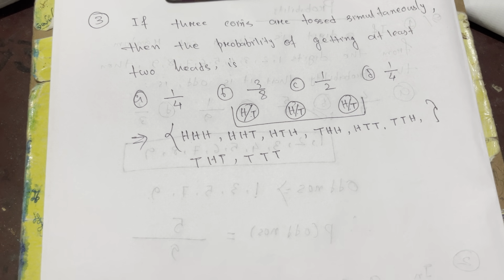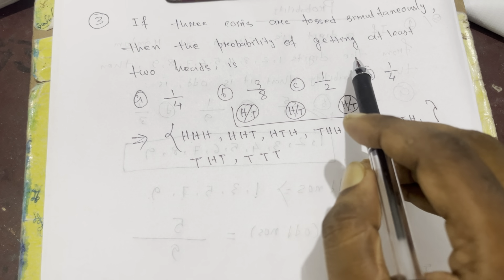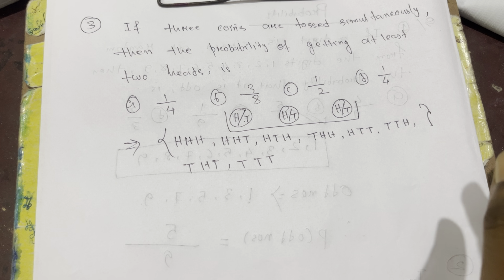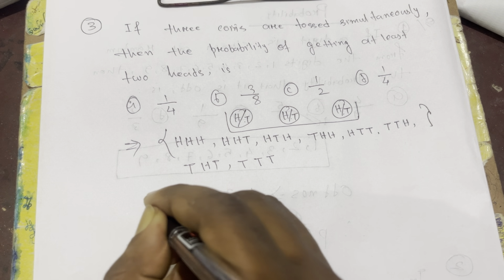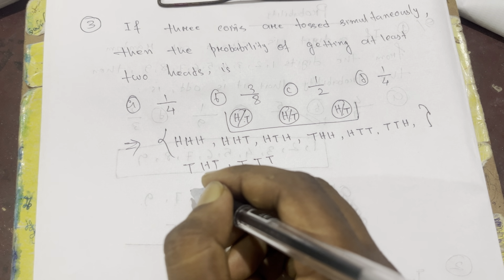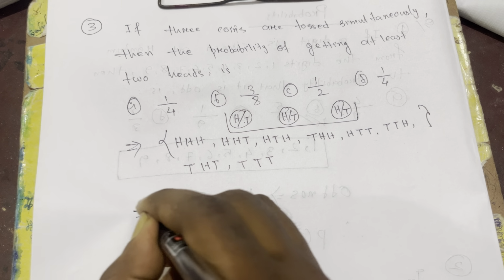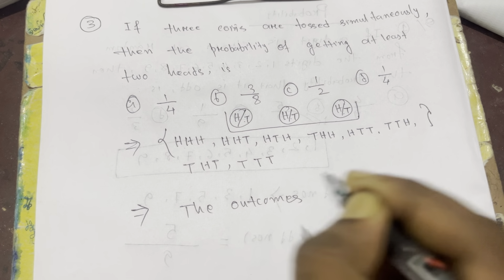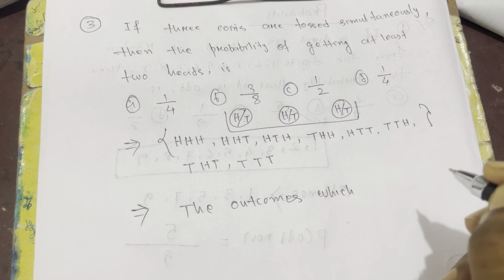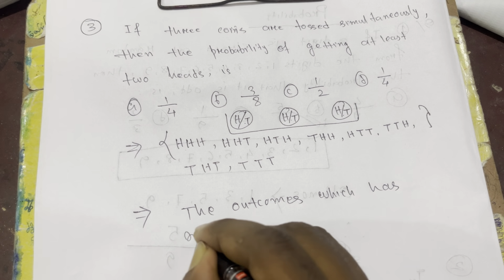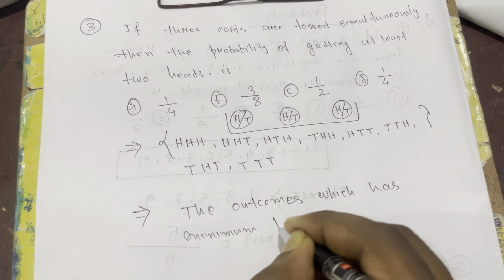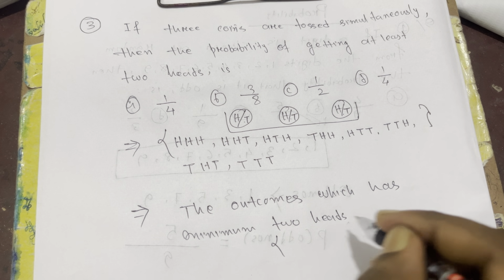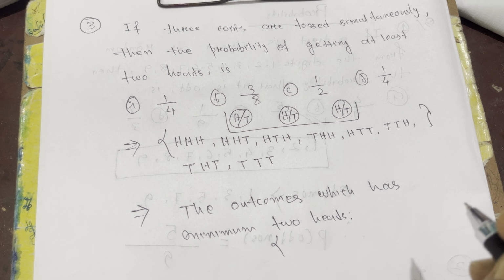So our question is: you need to find the probability of getting at least 2 heads. What do you mean by getting at least 2 heads? At least 2 heads means the outcomes which have minimum 2 heads. So we need to find those outcomes which have minimum 2 heads.